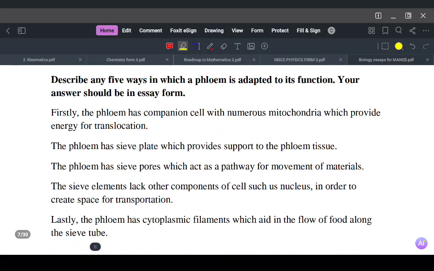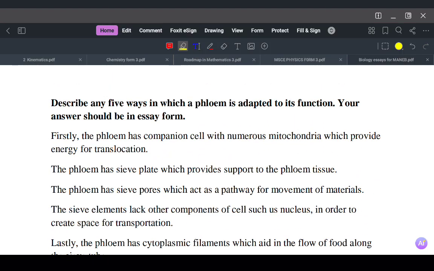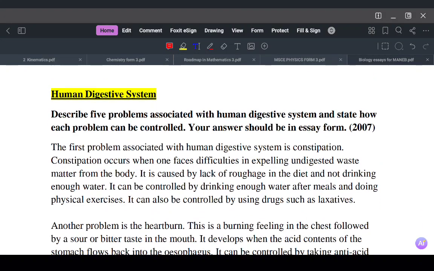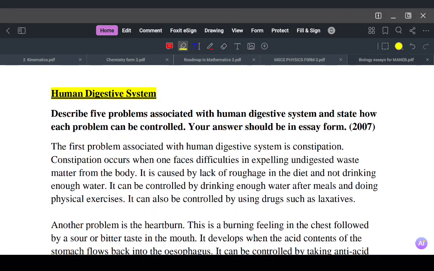You can have this one also based on transport. Describe any 5 ways in which a phloem is adapted to its function. Explain your answer. Your answer should be in essay form. So this booklet is actually a guide to essay writing in biology.